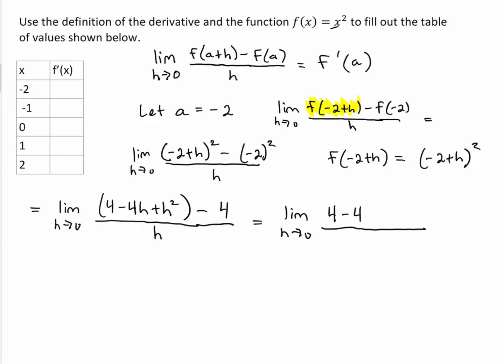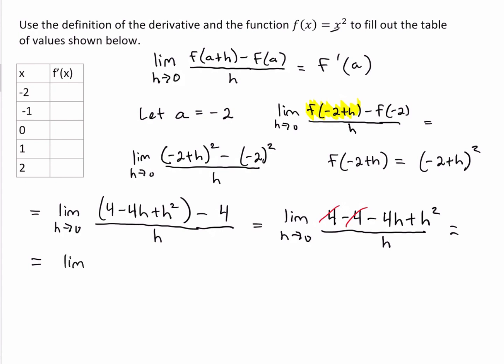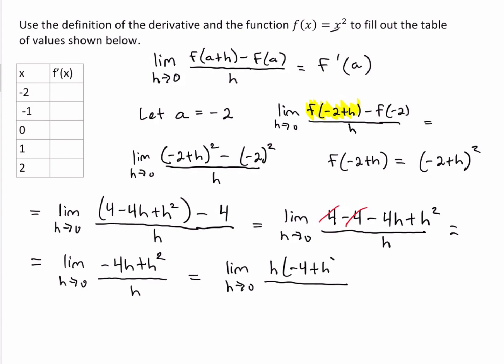The 4 minus the 4 is a key step. The 4 minus the 4, of course, gives 0, so we're going to be able to cancel that away. And when we rewrite the numerator, -4h plus h squared has a common factor, and it is h. We are going to factor out the h in the numerator. The GCF is h. And that allows us to cancel with the h below, and we're in business.